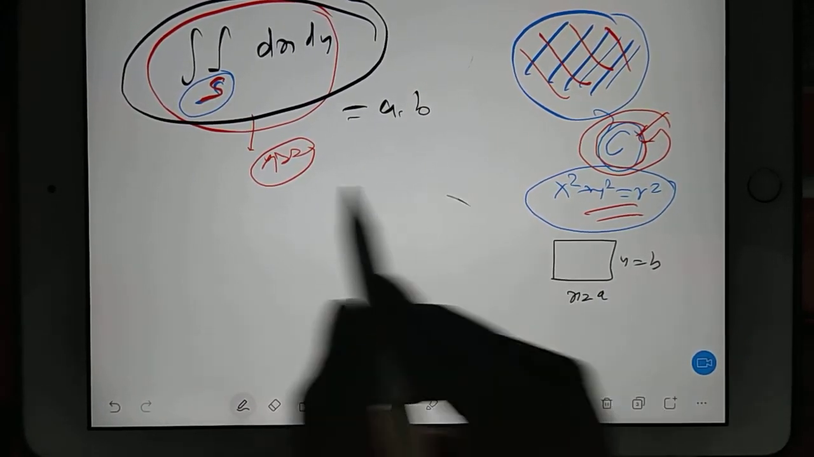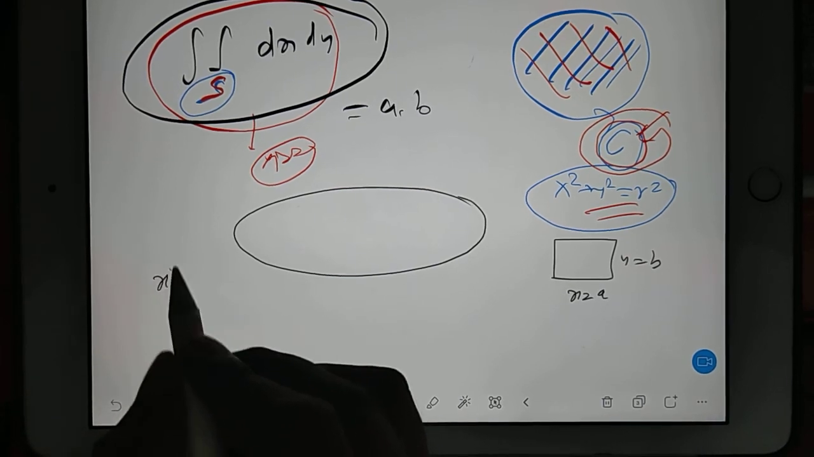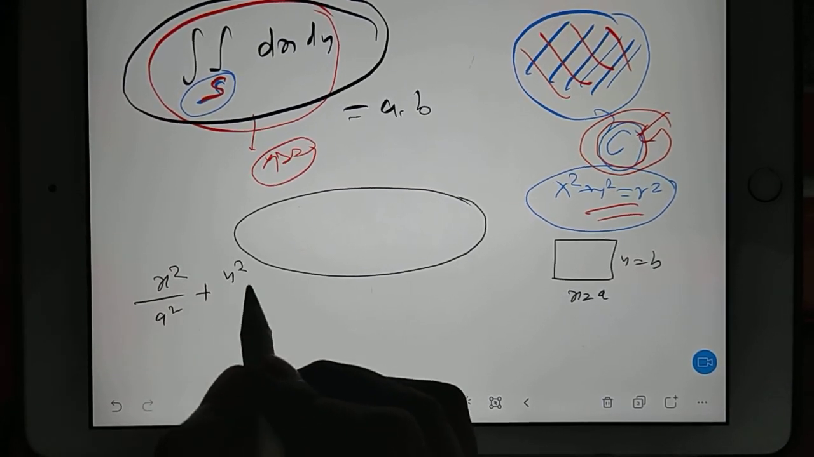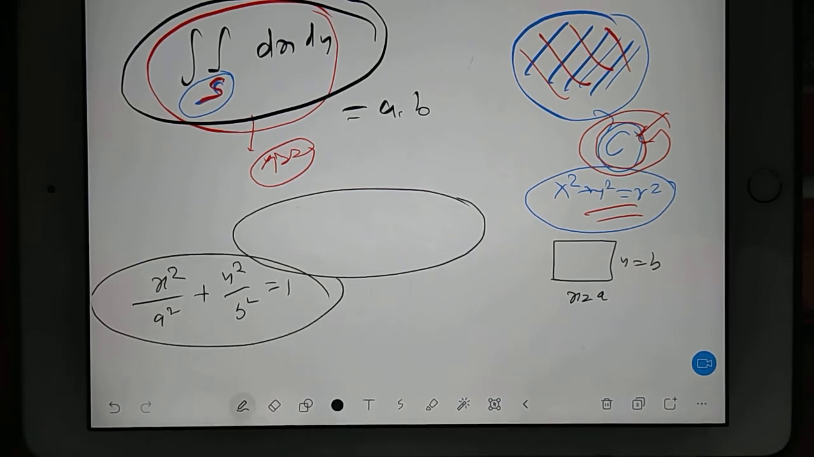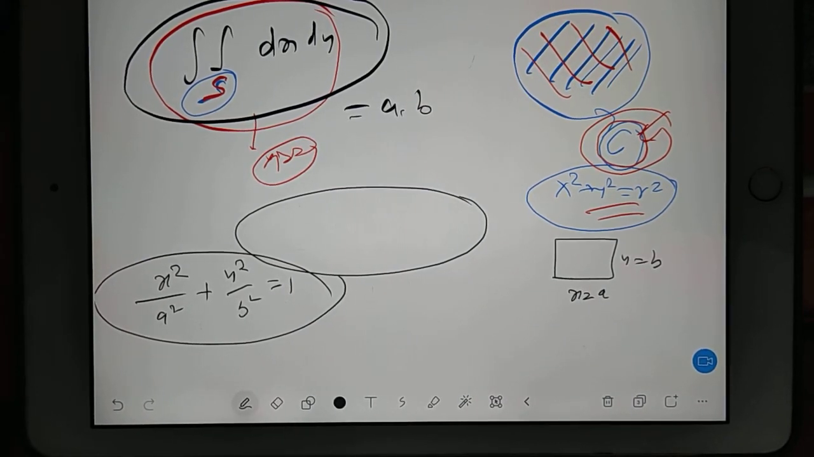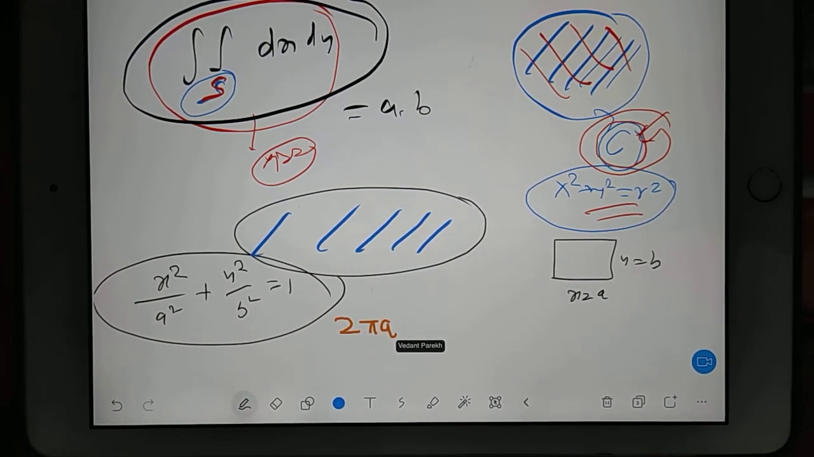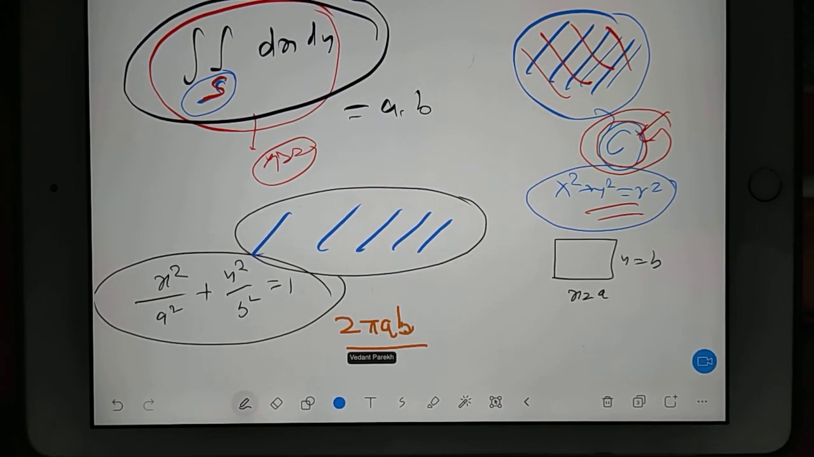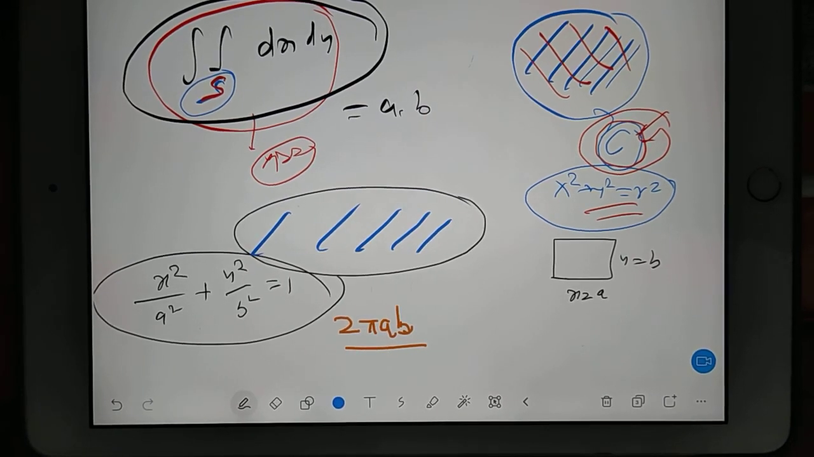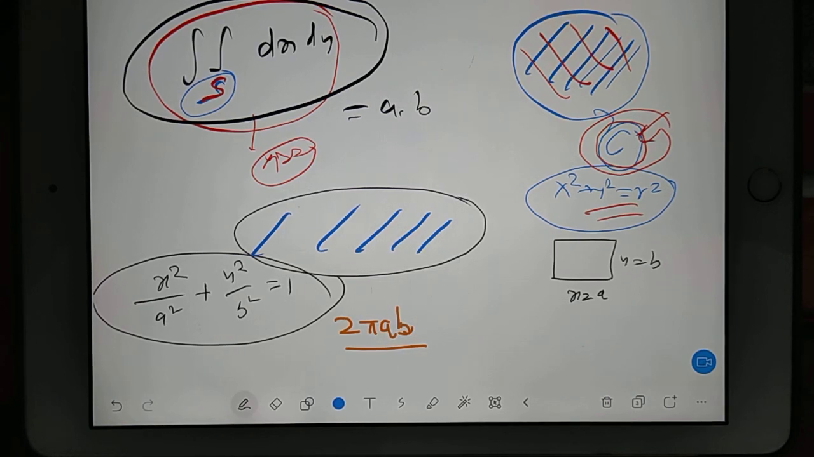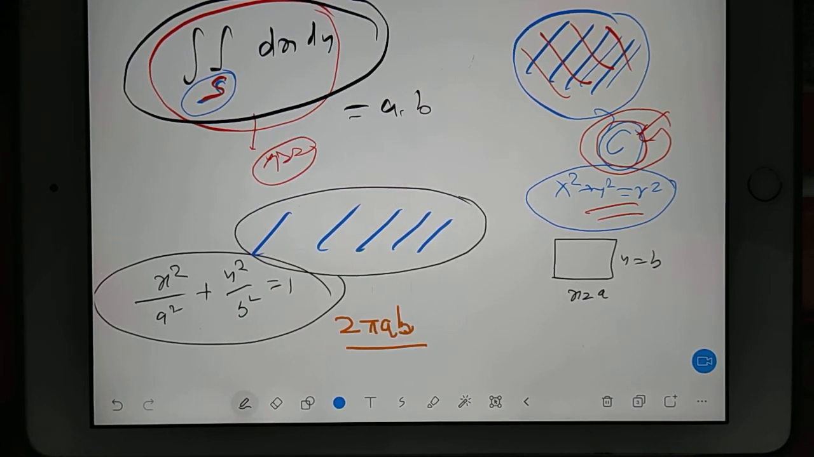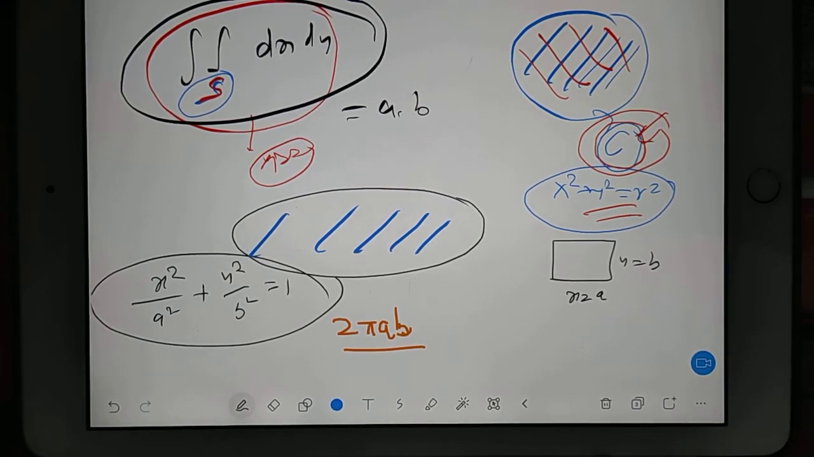What if the given curve is representing an ellipse? You may be remembering x square by a square plus y square by b square is equal to 1. This is the fundamental basic formula for the ellipse. What if this kind of question is coming, that an ellipse is given? So in that case, what is the formula? Vedant, what is the formula? Are you sure? Area of ellipse? Anyone else?